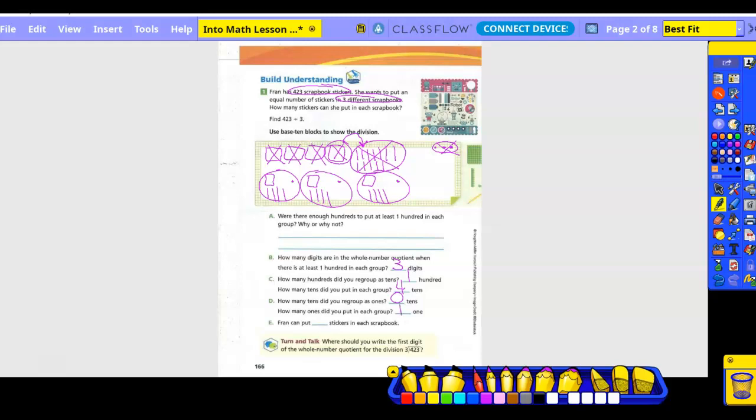1. Okay. So in each of these circles, we have 100 or flat. We have how many longs or tens? 4. And we have 1 small cube or 1 or ones. So Brandon put 141 stickers in each scrapbook.